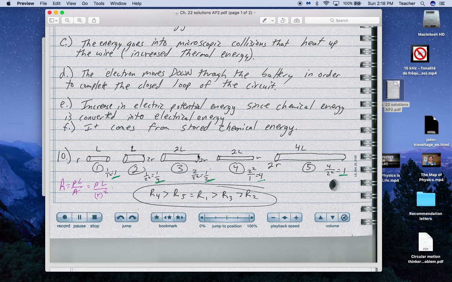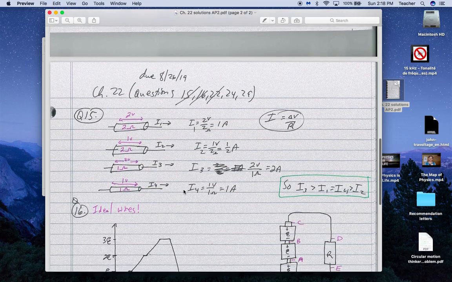Wire 3, twice as long and twice the radius of the original one. Mathematically, that comes out to half the resistance of the original one. Wire 4 comes out to 4 times the resistance of the original one. And wire 5, which is 4 times the length and twice the radius, actually comes out to the same resistance as wire 1. So we get that R4 is greater than R5, which equals R1, is greater than R3, is greater than R2.